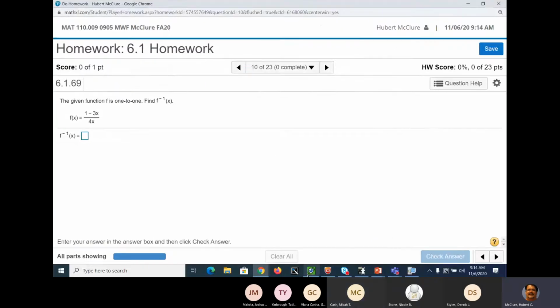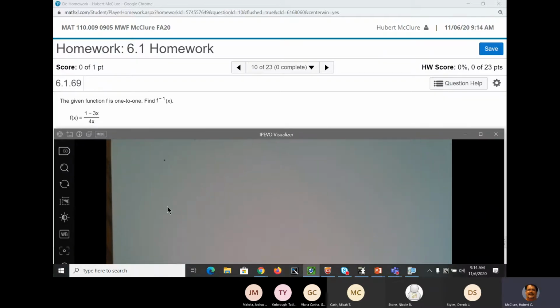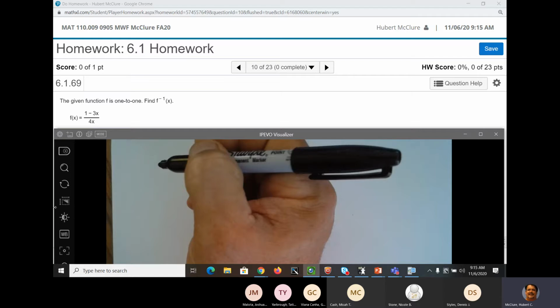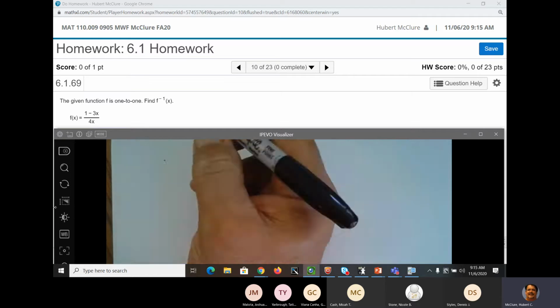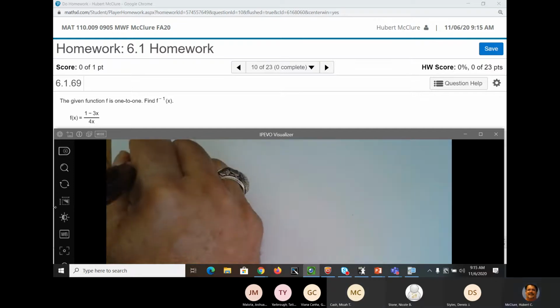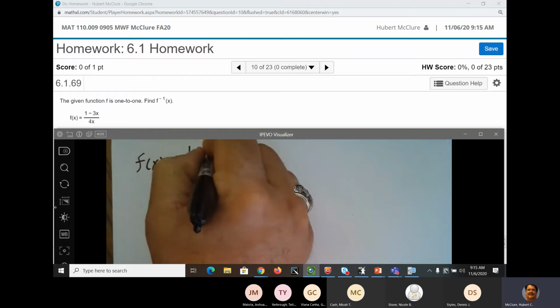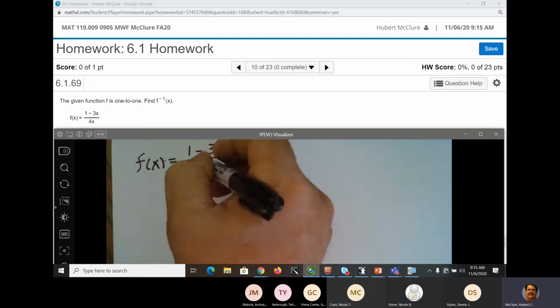So this one says, find the inverse of the function. And this is a test question. This is what I told you I would test you on from 6.1, this is the type of question I would ask you. So f of x is equal to (1 minus 3x) over 4x.